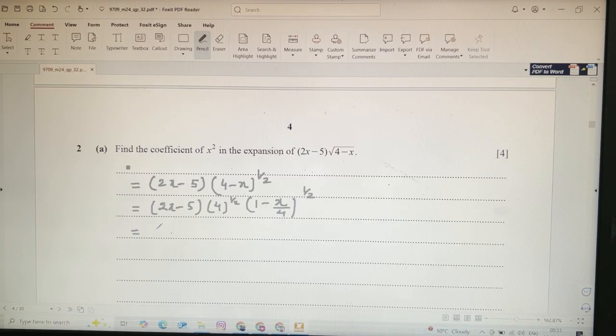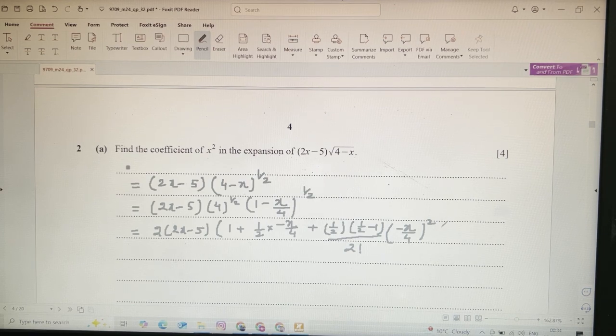4 raised to half will become 2, so I'm putting this 2 in front of this 2x minus 5. Now this is 1 plus x to the power n, formula will apply here. So it is 1 plus nx, n is half, x is minus x over 4, plus n into n minus 1 upon factorial 2, into x square. So in place of x we have minus x over 4. We'll square it. So as they have asked only the coefficient of x square, so no need to expand anymore. So we'll leave it like this.